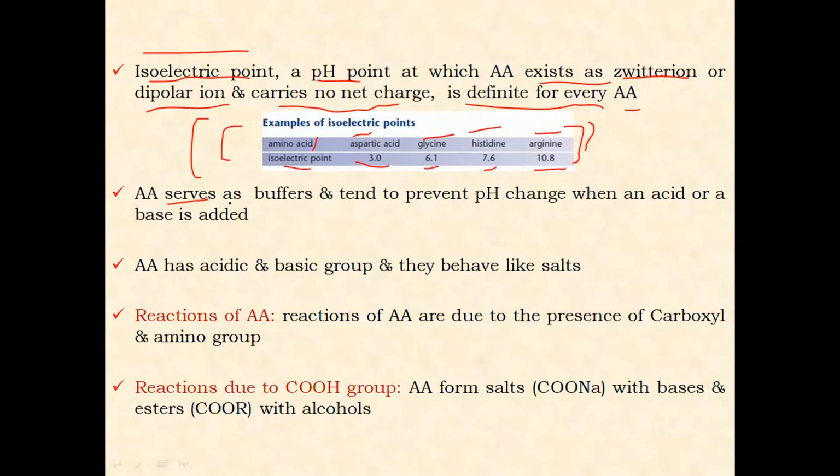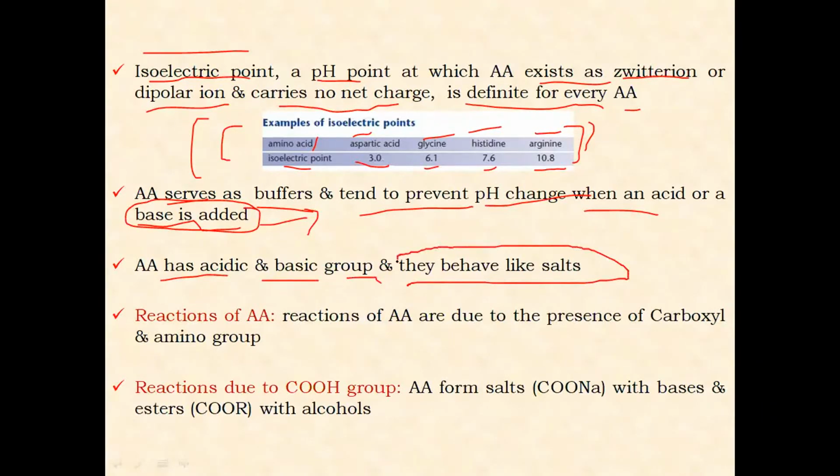Amino acids serve as buffers and tend to prevent pH change when an acid or base is added, because they act as both an acid and a base, so they act as a buffer and prevent a pH change. Amino acids have acidic and basic groups, and they behave like salts because they have both acidic and basic properties.